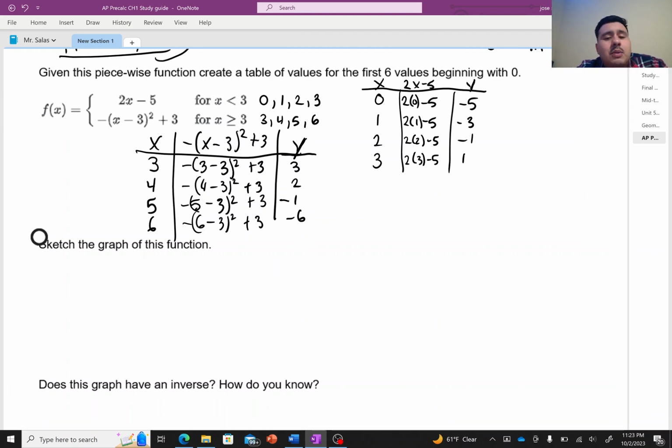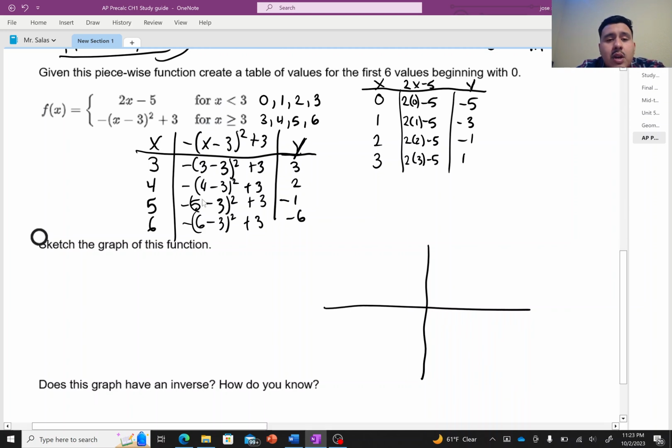There is my table. It says sketch the graph of this function. So I'm going to go ahead and draw a graph here. By the way, you can use Desmos to create this table for both. I just wanted to show you how to do it manually versus how you do it on Desmos. Or you can choose to do it on your graphing calculator. Whichever way you want to learn how to do it.